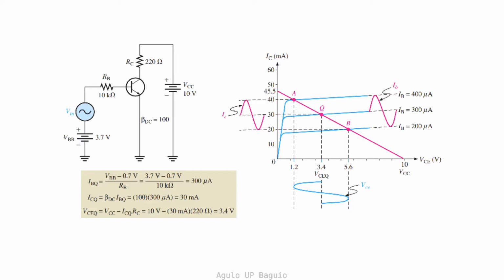Thus, the output voltage has an amplitude of about 1.2 volts, with the middle value at the Q point of 3.4 volts. Notice that the signal is also shifted by 180 degrees. We'll get to that soon.